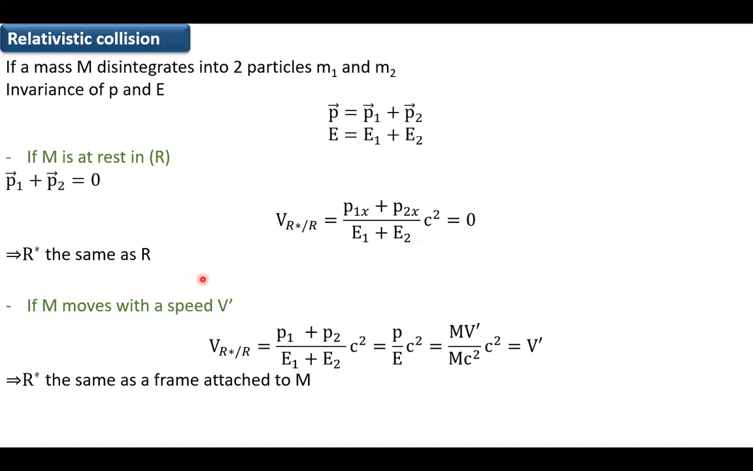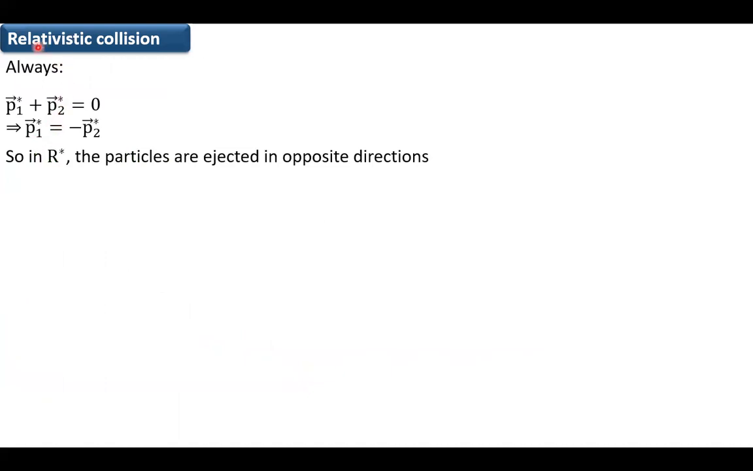So if you attach a frame to big M, it is a frame attached to the center of mass, so it would be the same as R star. So if M is at rest, R star is the same as R. If M is moving, R star is the same as a frame attached to the mass M. And in any case, we always have the sum of P stars equal to 0 by definition of the frame R star.